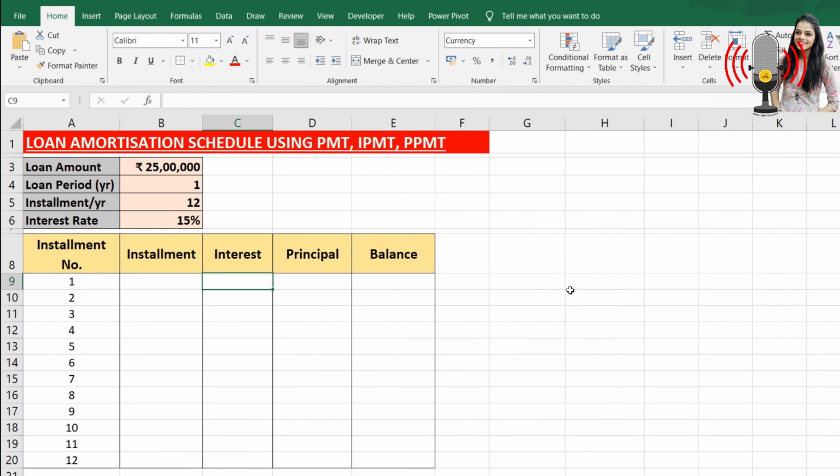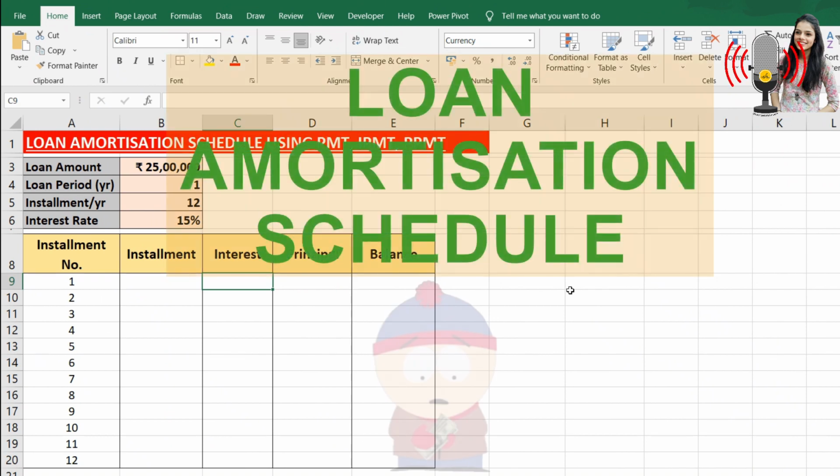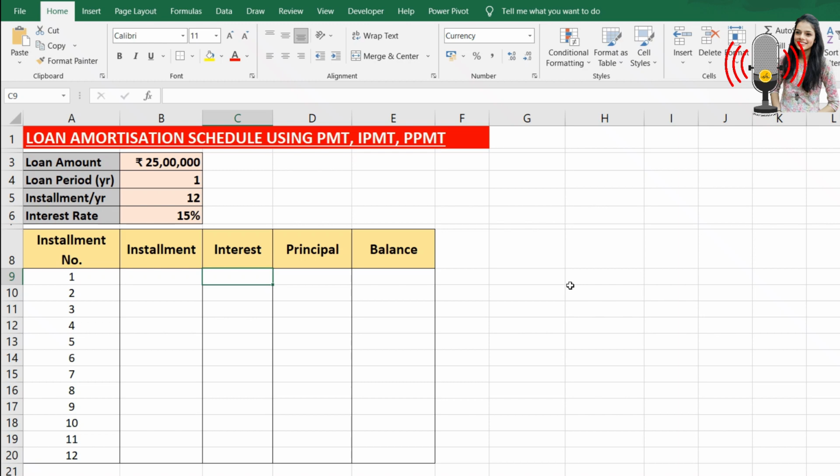Schedule, today we are diving deep into the world of finance as we learn how to create a loan amortization schedule using Microsoft Excel. So let's just get started.